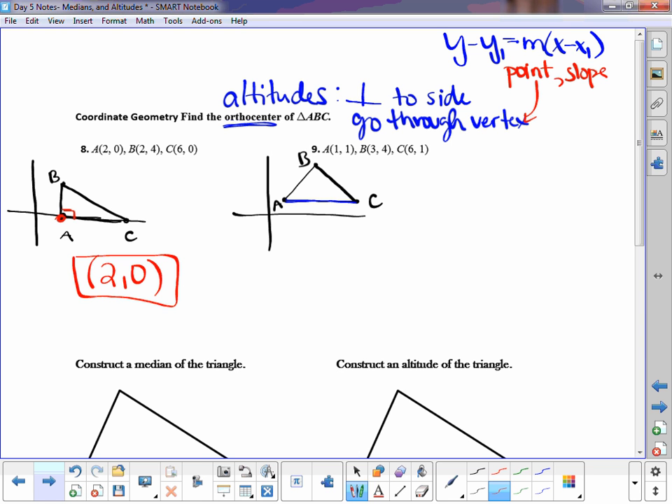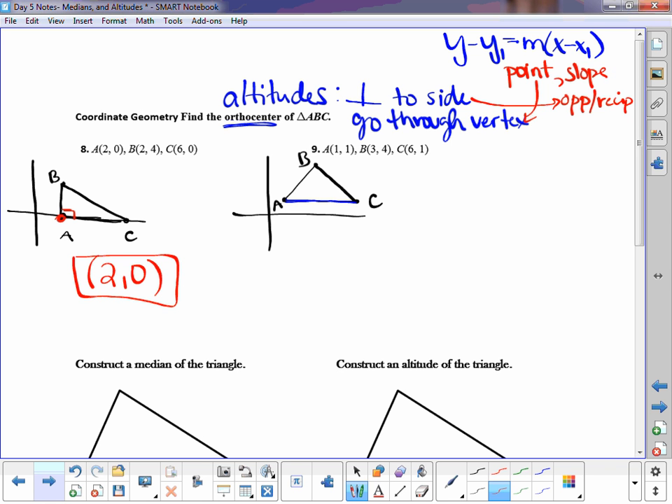Circumcenters, we had to find the midpoint, right? Alright, and then we need to find the slope. Well, if it's perpendicular to the side, how do I take that slope and convert it to the perpendicular slope? Good. So I just need to simply do the opposite reciprocal in order to find my perpendicular slope. So same process, a little bit less work though.